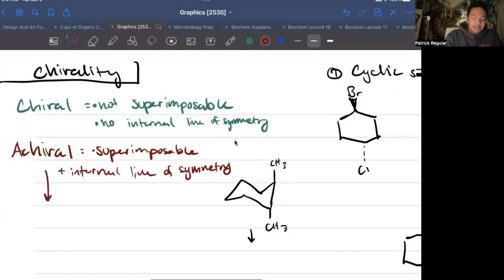But another word you might see is meso compound. Now, a meso compound is an achiral molecule, or basically a molecule with 2 stereocenters that has an internal line of symmetry. We will see an example of this. I will show you what this is, but just keep in mind, a meso compound is a molecule with 2+ chiral centers that has an internal line of symmetry. Again, I'll show you what it is.